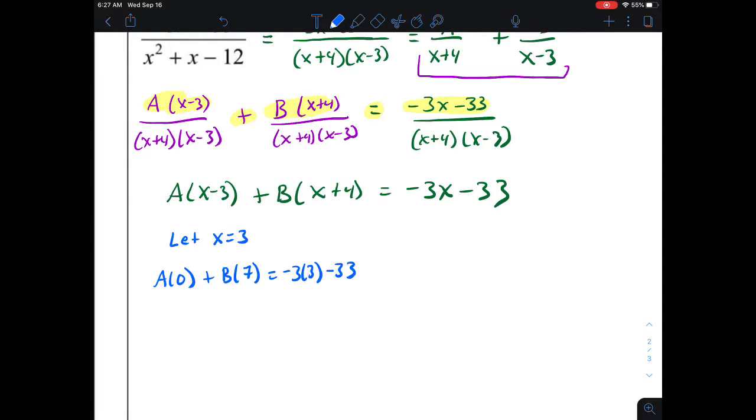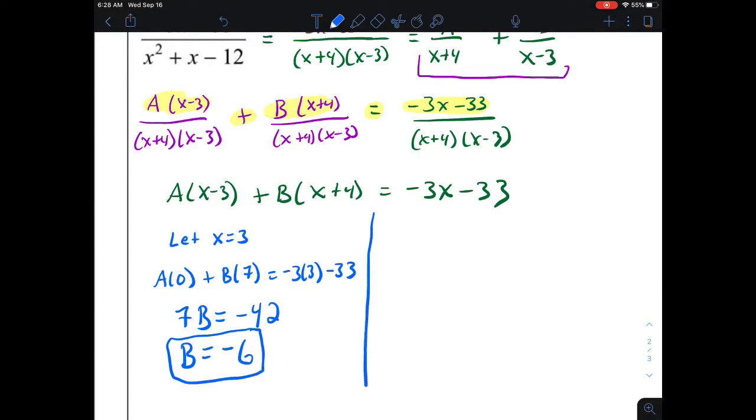And then we're going to solve for the variable that's left. So we'd have 7b is equal to negative 9 minus 33, which gives me negative 42, divided by 7. I get b is going to be negative 6. So I know what b is.